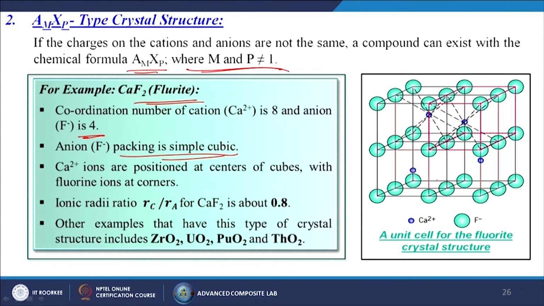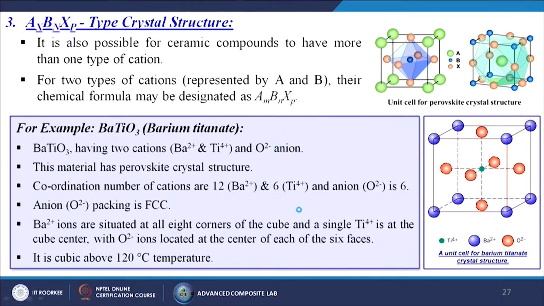The anion F- packing is simple cubic over here. So, the blue ones are the Ca atoms and the F are the F- or fluoride anions. So, calcium ions are positioned at centers of cubes with fluorine ions at corners. The ionic radius ratio rC by rA for calcium fluoride CaF2 is about 0.8. Other examples are zirconium oxide, uranium oxide, plutonium oxide or thorium oxide.